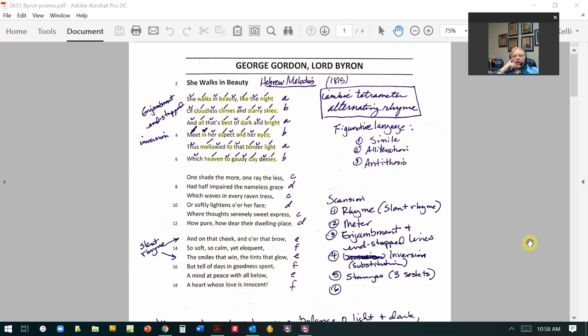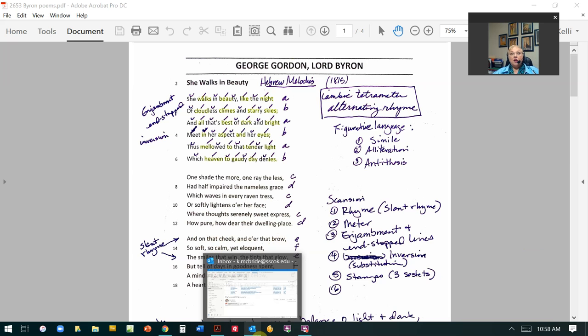Other things in terms of scansion is the rhyme. There is what we call slant rhyme. So slant rhyme is sometimes called near rhyme, close rhyme, imperfect rhyme. It's basically where you have words that either look like they should rhyme, but they don't. So they visually work, or they may have parts of the word that rhyme with another word, but it's not maybe the end sound, right? So here it's line 13 and 15, brow and glow is our slant rhyme, right?